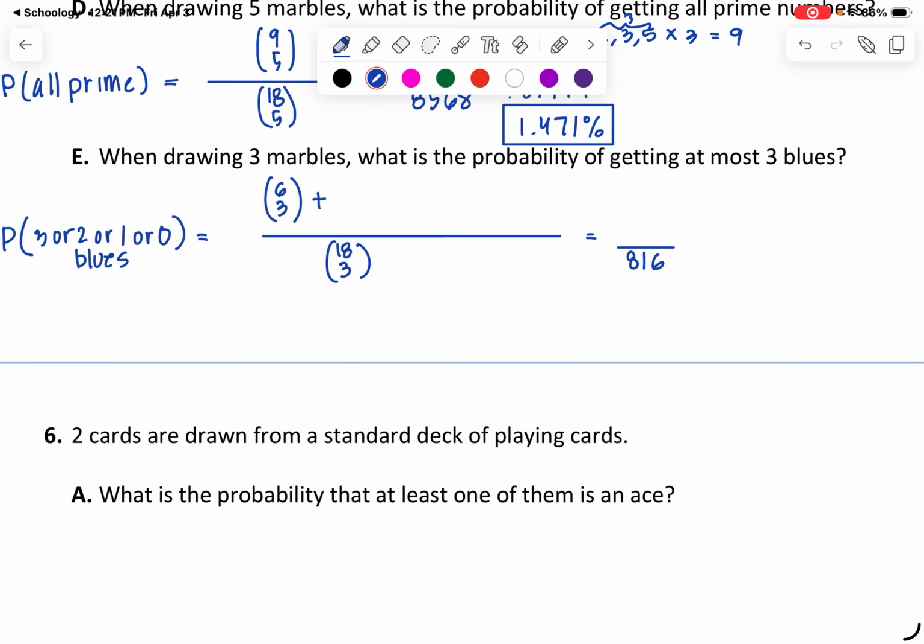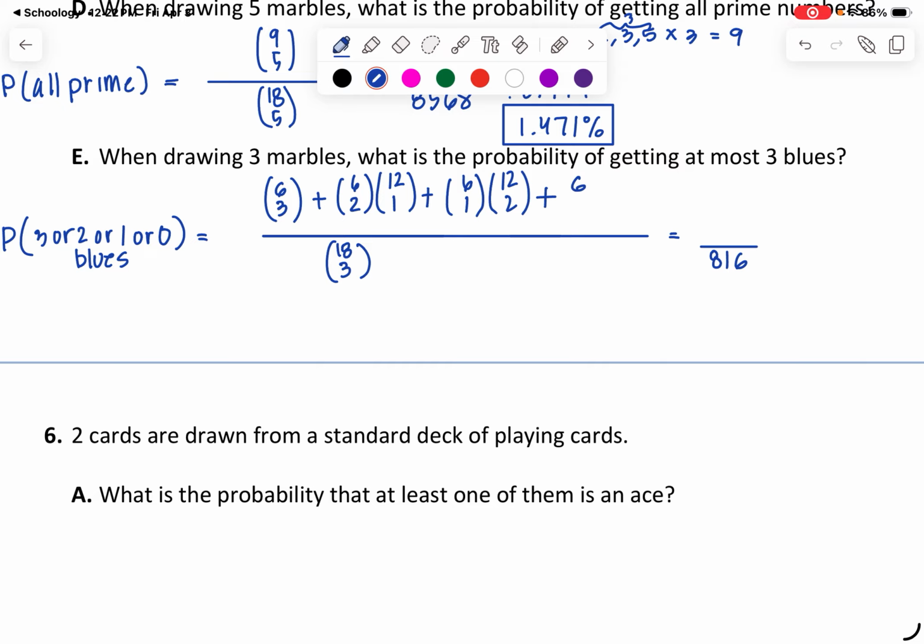Or let's talk about how many ways you can get 2 blues. From the 6, you can get 2 blues, but that means that from the other 12, you would get another color. For 1 blue, very similar, 6 choose 1, and from the 12, you're getting 2 other colors. Move this over, still not long enough.